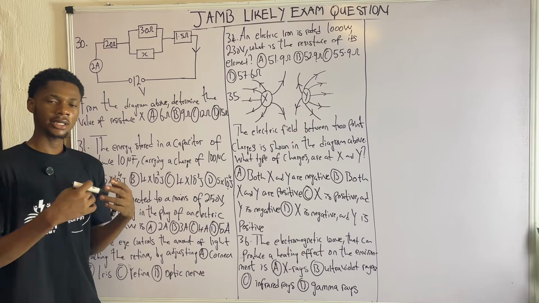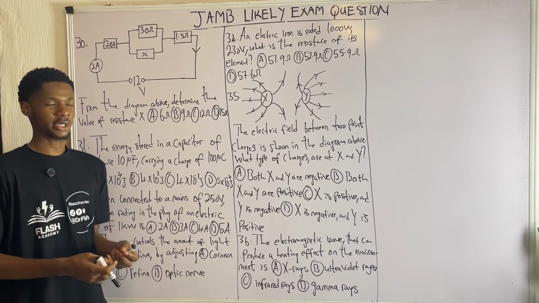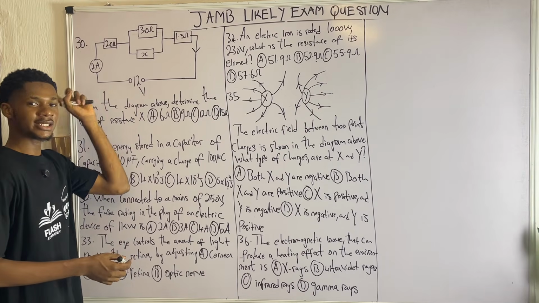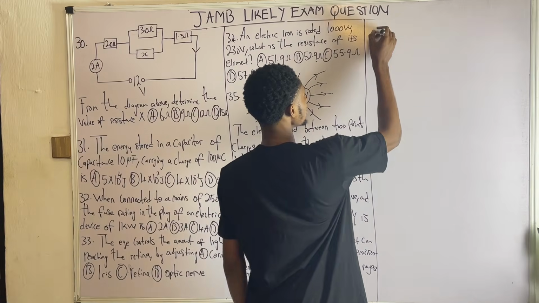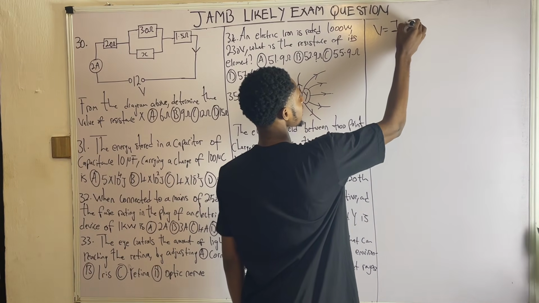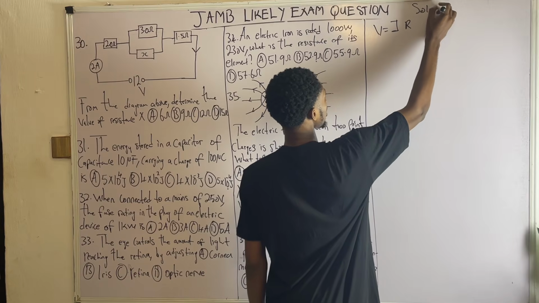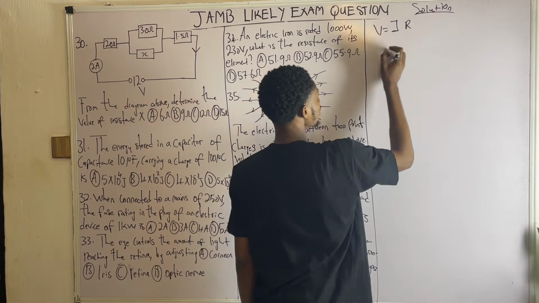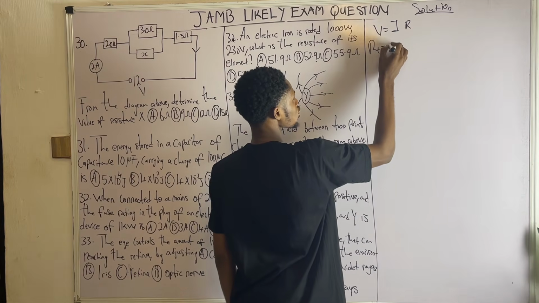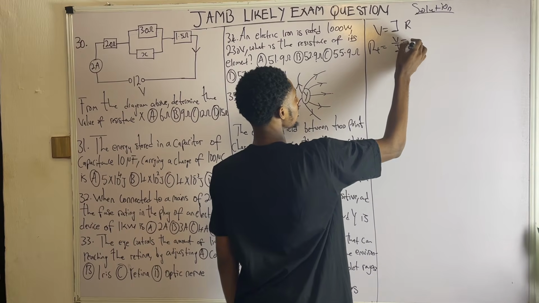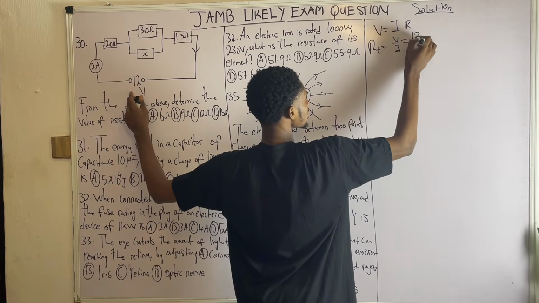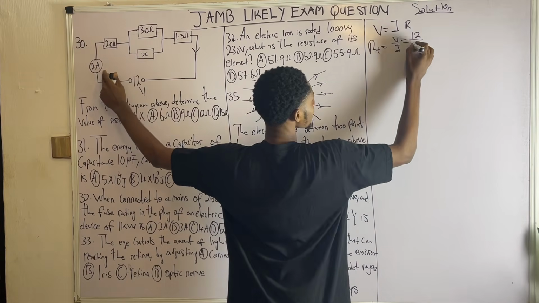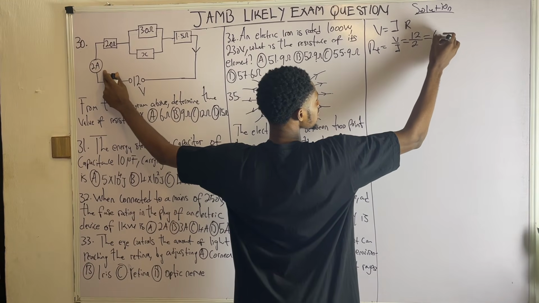You can always get used to these methods by practicing multiple examples. First things first, let's get the total resistance. V is equal to I times R. So we can get the total resistance as V over I. What is V? V is given as 12 volts in the question, and I is given as 2. So that's 6 ohms.